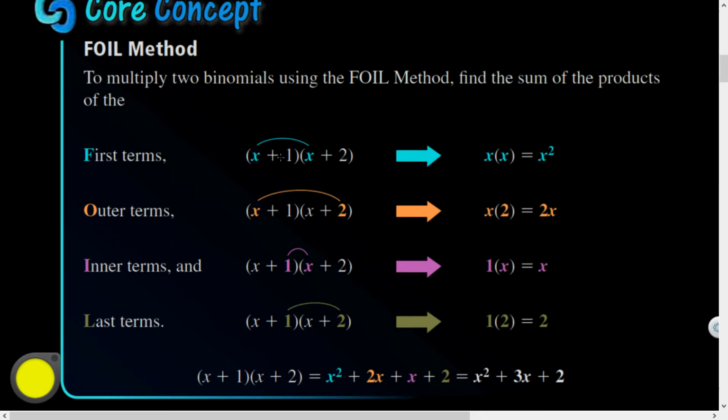So the first thing I would do, question? Yeah. I multiply the first term in each of the binomials, and I get x squared. Then I multiply the outer terms, the outermost terms, so the x times 2, and get 2x. Then I do the inner terms, the innermost ones. And then I multiply the last terms. And then I just add them all together, which is exactly the same thing I was doing when I was double distributing. It's just maybe you don't have to draw the arrows.